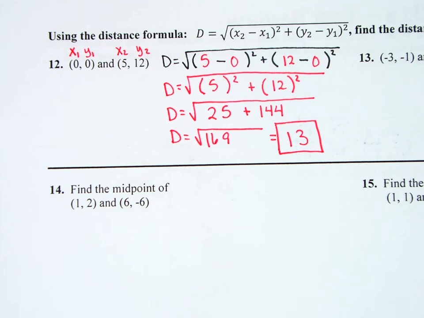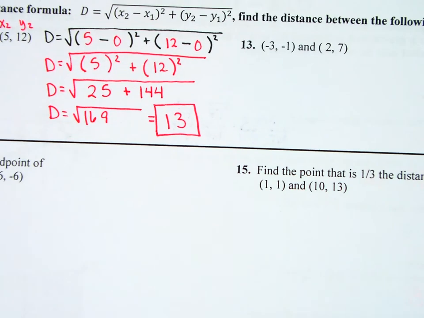But why don't we care about the negative side? Because what are we finding? We're finding distance, and distance is never negative. Even if you're going backwards, it's always a positive distance. So we don't care about the negative solution. We only care about the positive solution. Okay? All right.